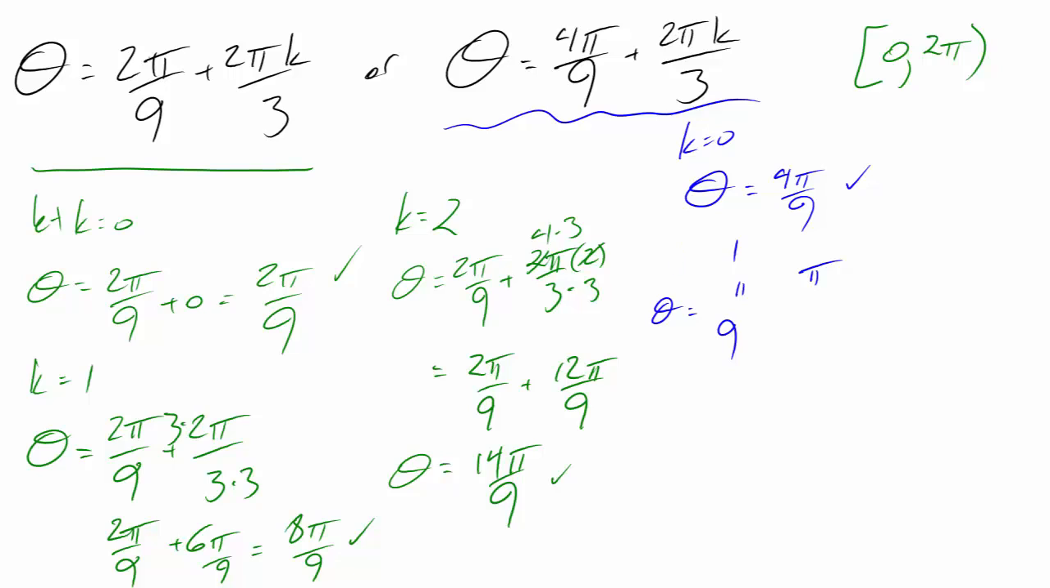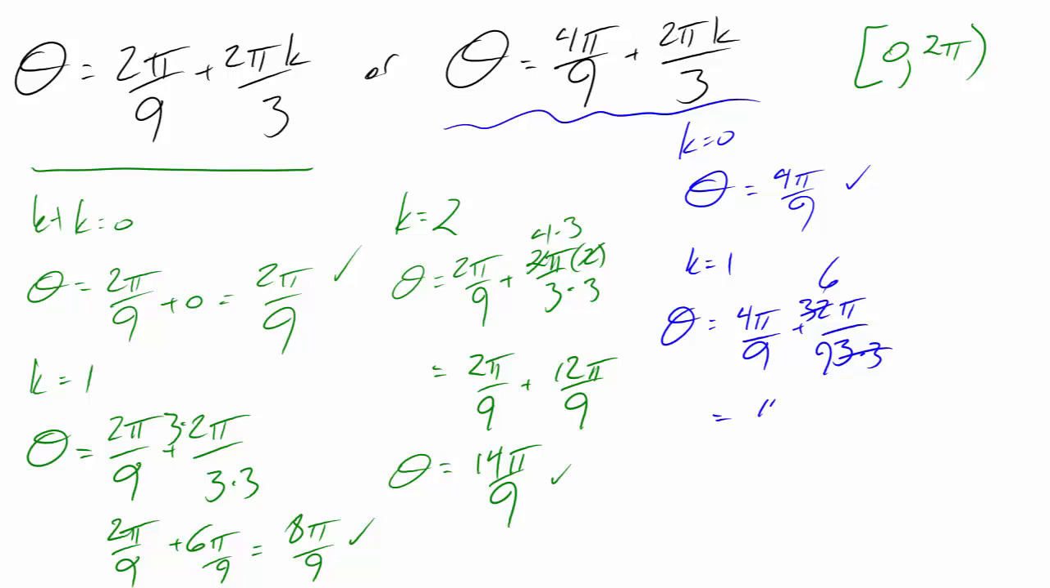Yeah, let's just start that k equals 1 business all over again. Right, for k equals 1, theta then is going to be 4 pi over 9 plus 2 pi times 1, which is just 2 pi over 3. So we'll multiply top and bottom by 3 again. So that gives us 6 pi over 9. 6 and 4 is 10 pi over 9, which is just fine for our theta also. Then try for k equals 2.